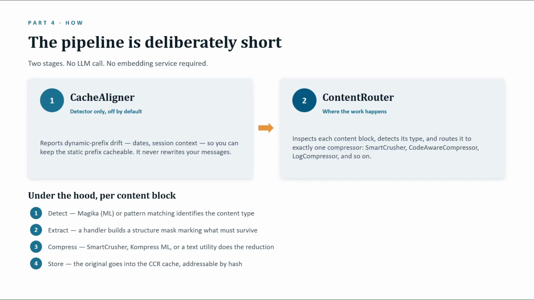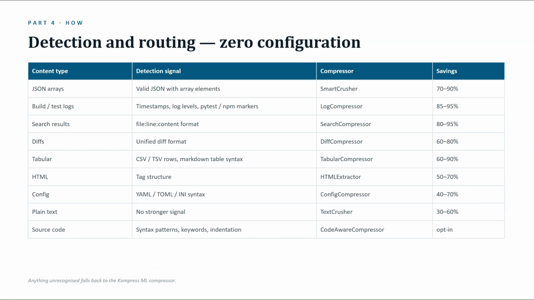So when your compressor is not working well enough, then you can revert back to the CCR. So you can reverse to the original content which was given by the agent.